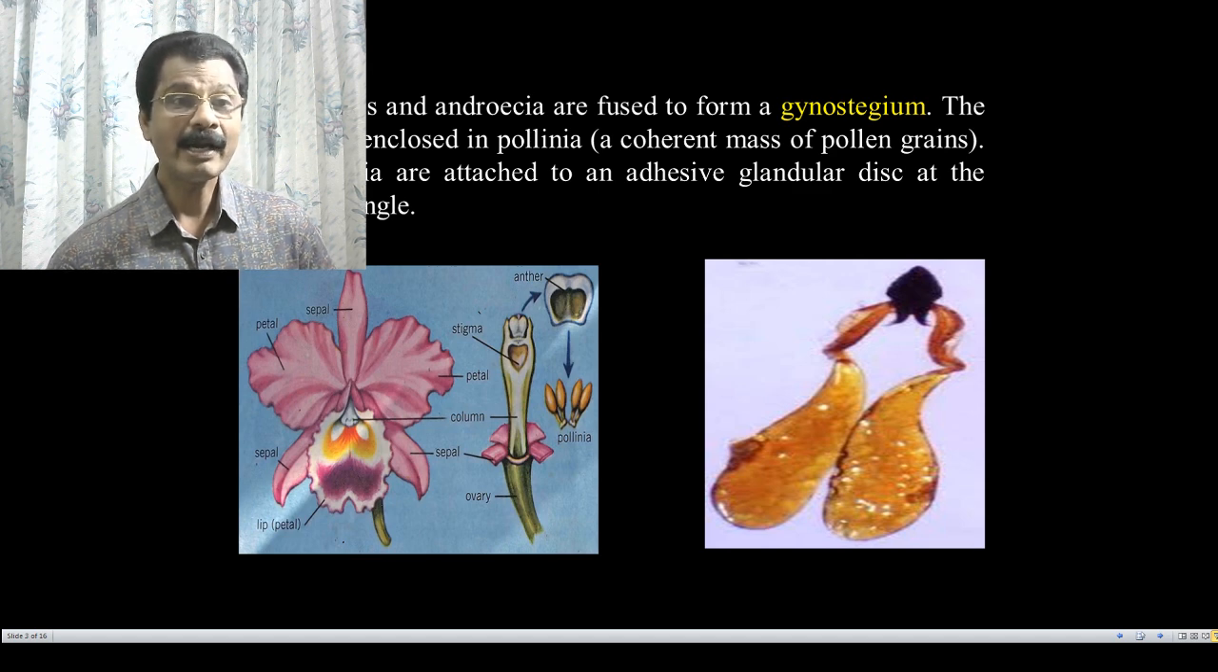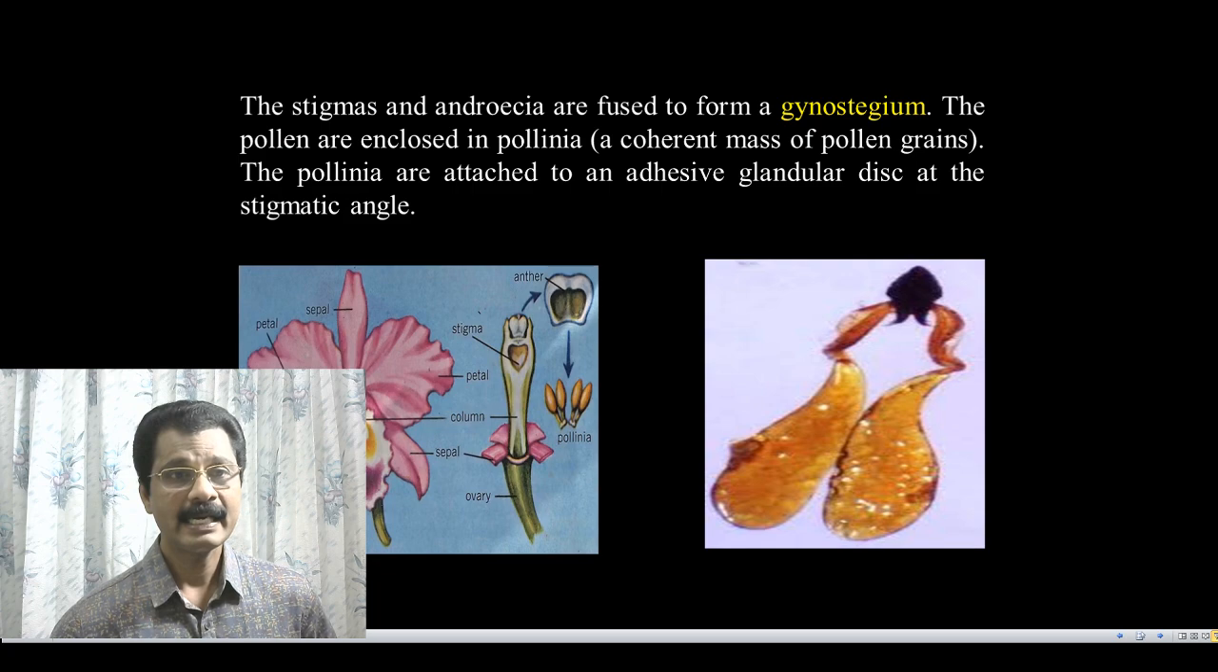Then we have already discussed gynandrous type of anther. Gynandrous means the anthers are partially or fully attached to the carpels. Such a condition is called gynandrous condition. And sometimes, as in the case of Orchidaceae, orchids, anthers are fused to the stigmatic lobes. Anthers are fused to the stigma. And such a condition is called gynostegium. The pollens are enclosed in pollinia there.